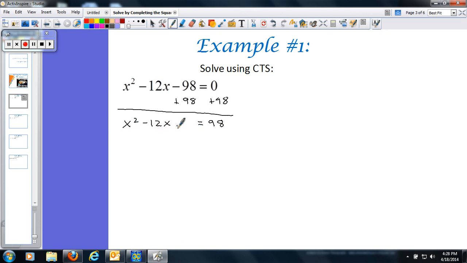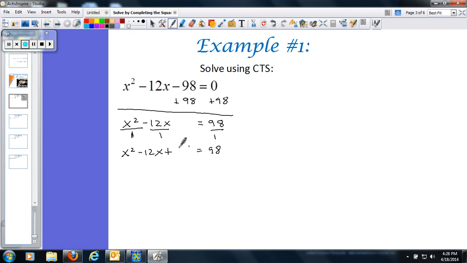Okay, so the first thing I had to do is move C to the right side. The next thing I'm going to do is divide everything by A. A here is 1, so I'm going to divide by 1. And I get x squared minus 12x, space, equals 98. Now, if A is 1, you don't actually have to do this, and now you can see why. But if A is not 1, then you have to do this before you complete the square. Now, you're going to find the value that goes here.